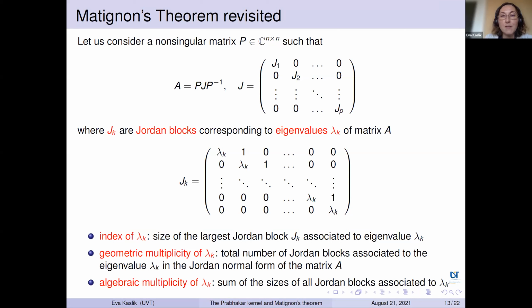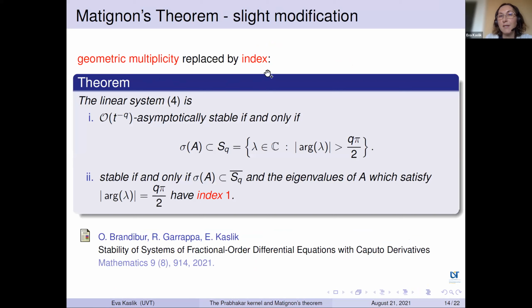So what happened is that when we did our proof, we found out that we have to replace geometric multiplicity by the index in the formulation of the theorem, and I will shortly explain why in the following slides. Obviously, the first statement is perfectly fine, and it is the most important part of Matignon's theorem, because it is the most frequently used part. This limit case is just seldom used. But in any case, we believe that we managed to improve the formulation of the theorem, and the results have been published in this review paper earlier this year.